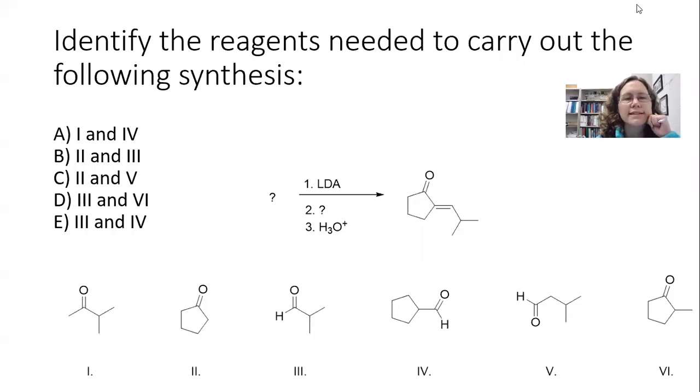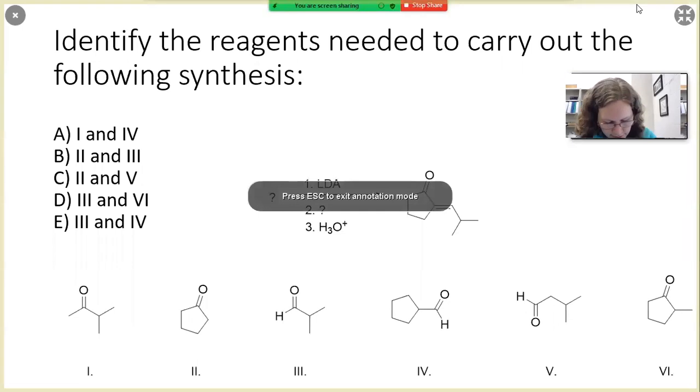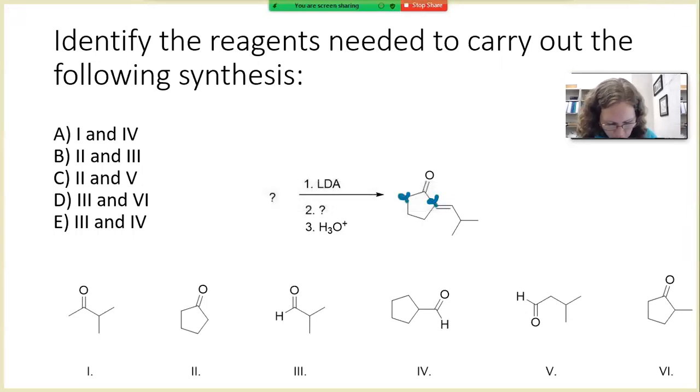This reaction says, identify the reagents needed to carry out the following synthesis. So let's take a look at our product and the different reagents that we have. In this instance, it's important to draw in the alpha bond and even, in this case, the beta bond. And what we can see in our product is that we have a pi bond between the alpha and the beta. This alpha beta unsaturated ketone is very indicative of an aldol condensation reaction.